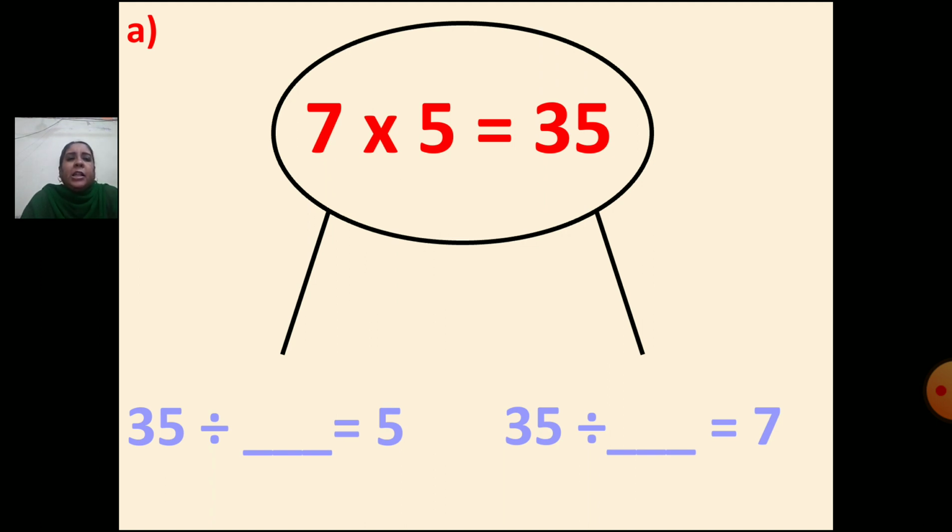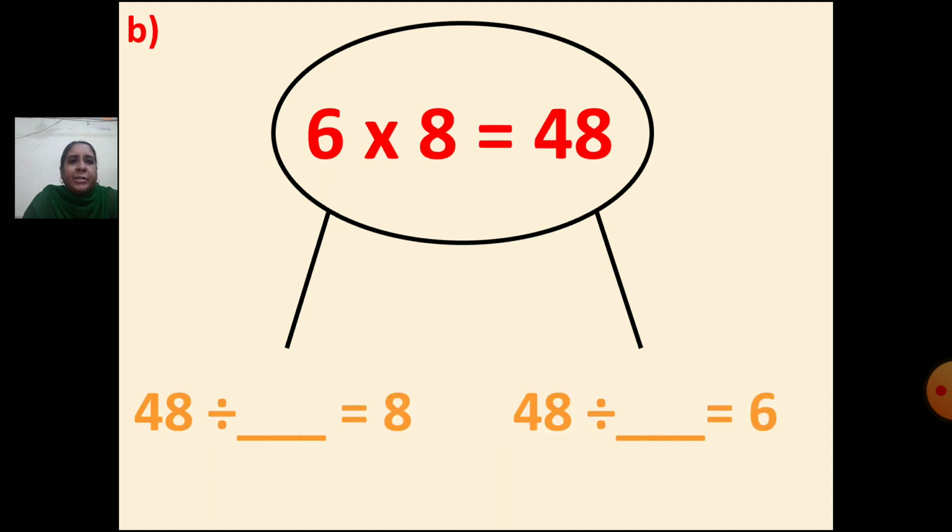That is 35 divided by dash equal to 5. Means in table of 5, when you get 35, you know the table of 5? Yes, what will be the answer? 7, right? And the other division fact is 35 divided by dash equal to 7. Now in table of 7, when you get 35, your answer will be what? 5. So these are the two division facts for the multiplication.